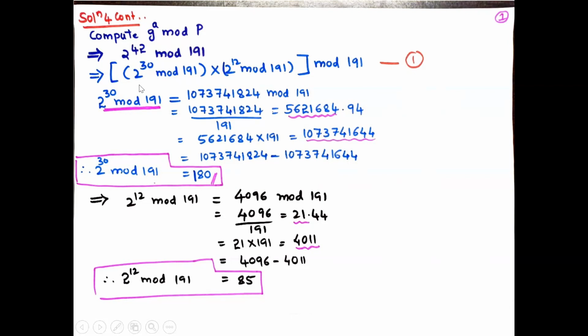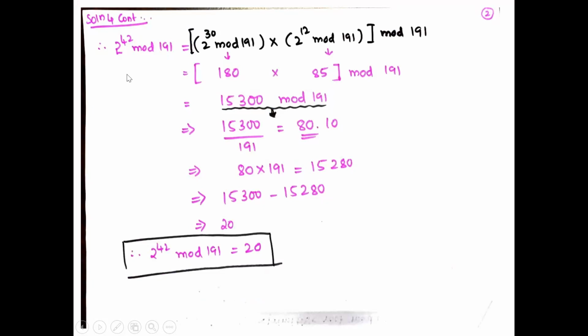Now you have the value of 2 raised to 30 mod 191 as 180 and 2 raised to 12 mod 191 as 85. Substitute this in equation number 1 and perform the whole mod 191. Therefore, 2 raised to 42 mod 191 equals 180, multiplied by 85, whole mod 191. By multiplying these two values, we get around 15300 mod 191. Now you need to get this value.